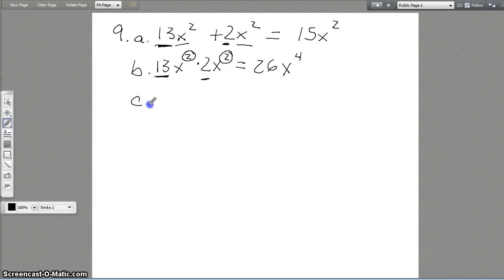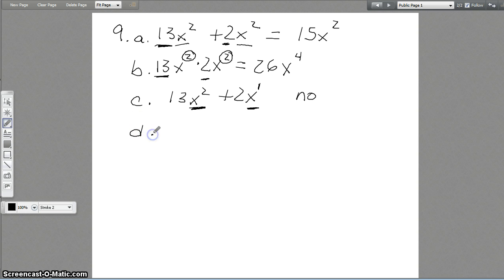Okay, part C, we have 13x squared plus 2x. This one is not possible. We write no, we cannot write this as a monomial. And that is because this x is to the second power, but the other x is to the first power. When it's not written, it's understood to be 1. We cannot add them unless they are both the same degree. These are not, so we cannot add them together.